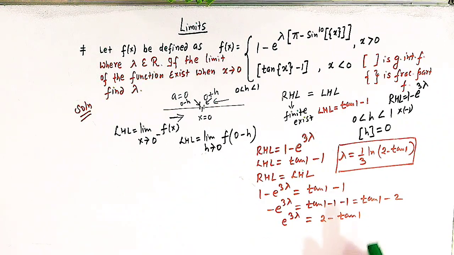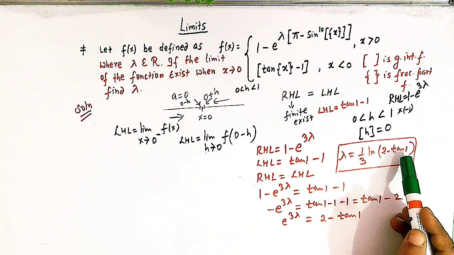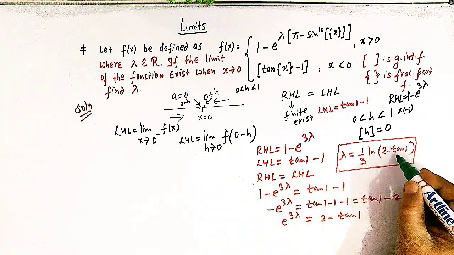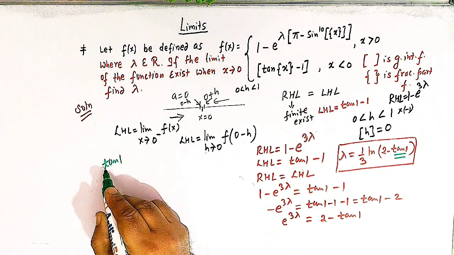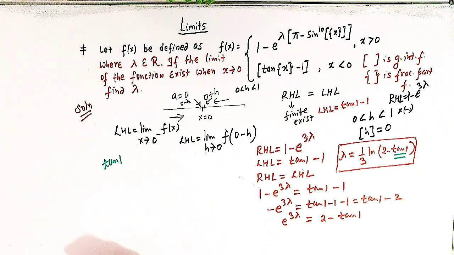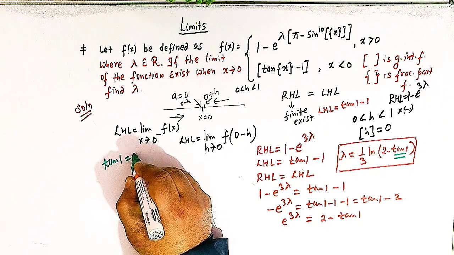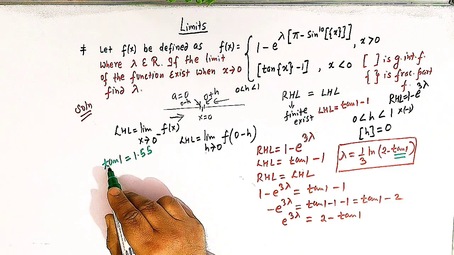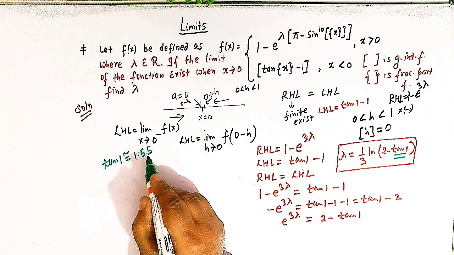So viewers, here we have obtained the value of lambda as 1 by 3 natural log of 2 minus tan of 1. It is interesting to note that if we take the approximate value of tangent of 1, this is tan 1 radians, and we know that 1 radian is approximately equal to 57 degrees. So tan of 1 may be taken as 1.55, right? So tan of 1 is approximately 1.55.